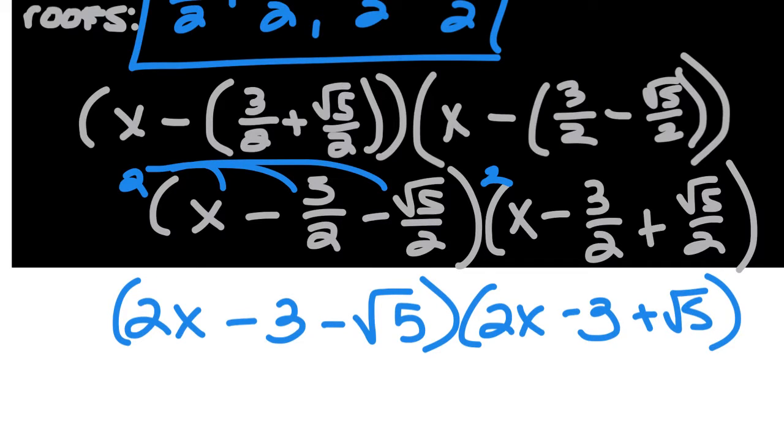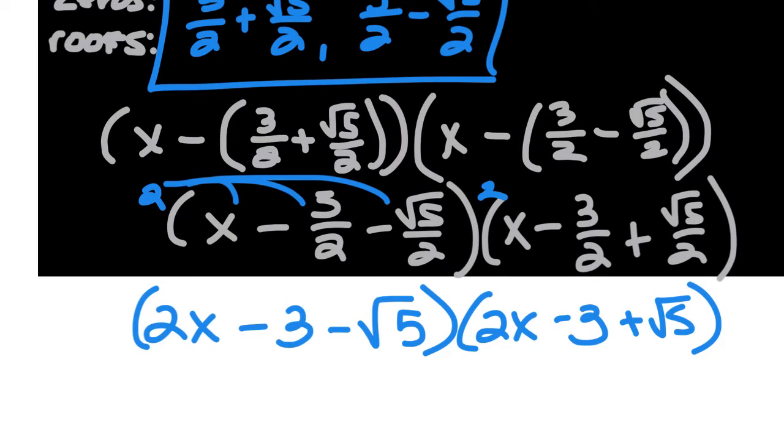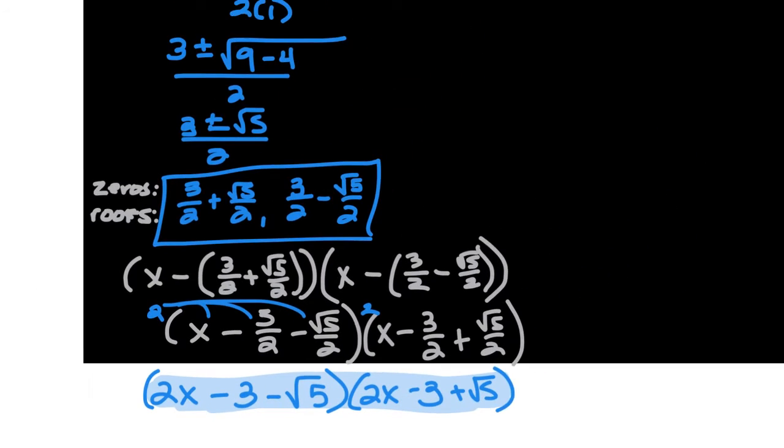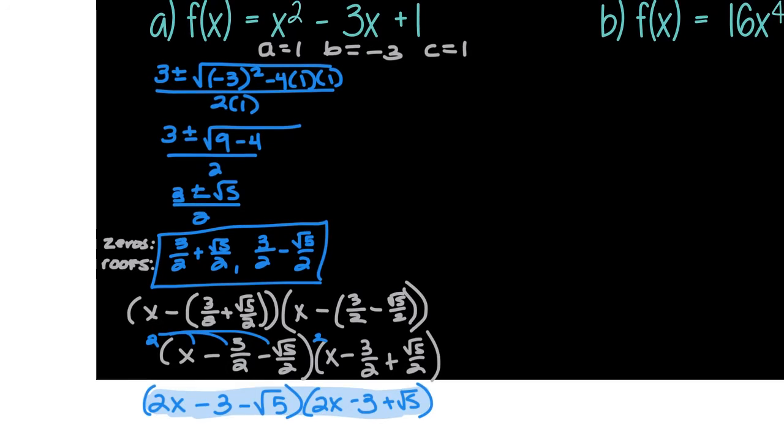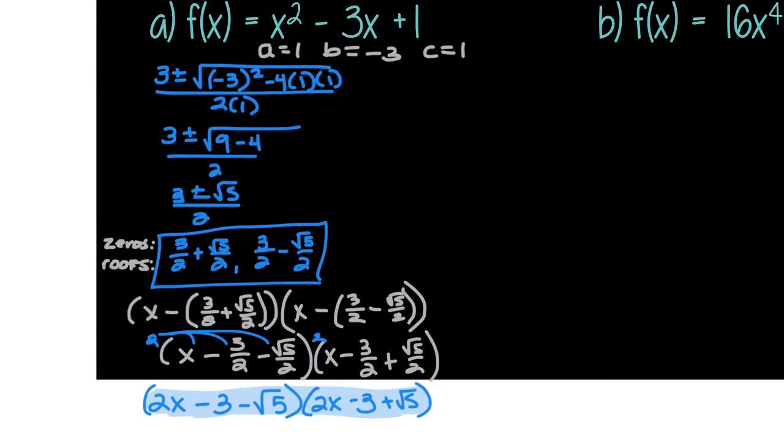Why can't you have a fraction in there? It's just not linear factor form. You can't have a square because it wouldn't be a linear factor, and you can't have the fraction in them. So this is what it's looking for when it says product of linear factors. And if I had extra time and I wanted to FOIL that back out, I should get my question, that x squared minus 3x plus 1.